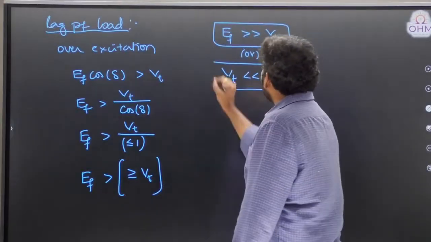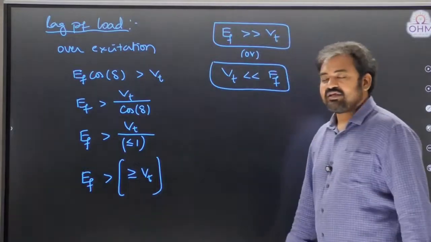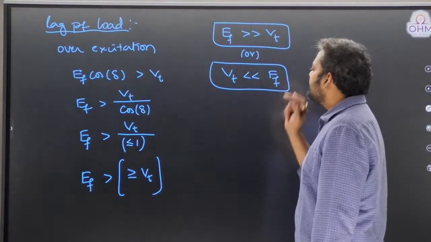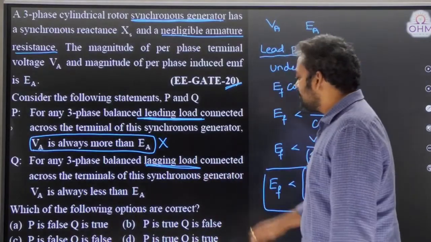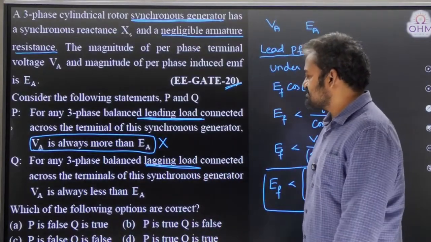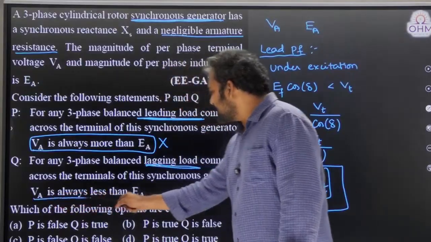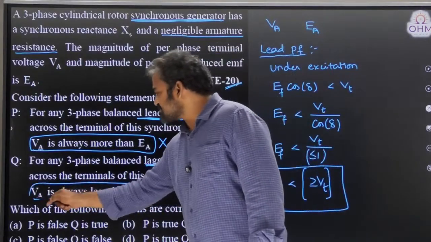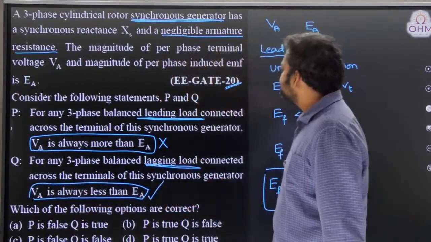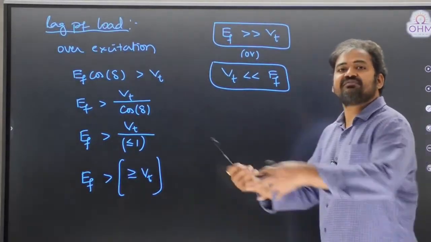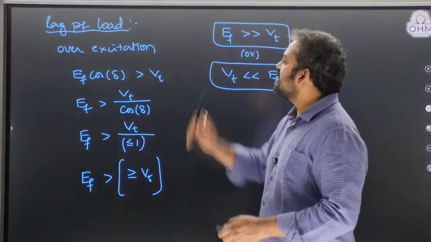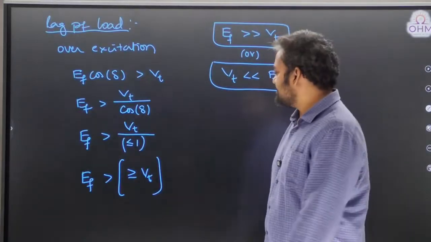So it doesn't matter what the delta value is. Any delta value you take, VT is always less than EF. So now see, for a lagging power factor load connected to the terminals of the synchronous generator, VT is always less than EA. Yes, this is a correct statement. It is always less than. VT is always less than EF for any value of delta. This is the lagging power factor over excitation case.